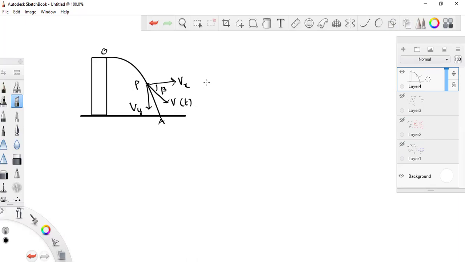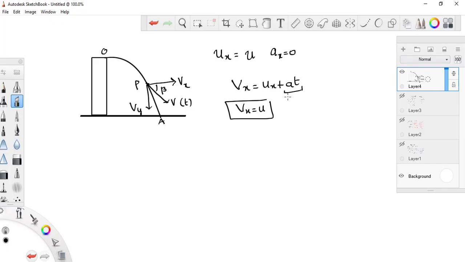Right? So it's going to be simple again. And we know that ux was taken as u, and a along x will be 0 because the velocity never changes. So substituting in vx is equal to ux plus at, this term becomes 0. So I can say vx is equal to u. Now let's find vy. Again, in the same case, uy will be 0 and a becomes plus g. Substitute in the above equation, vy is equal to uy plus at. Again, vy becomes gt.